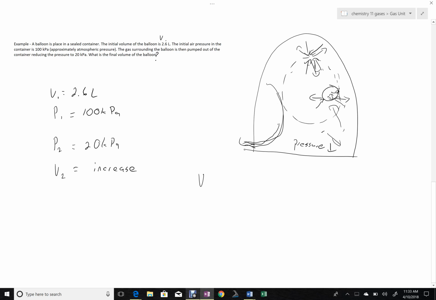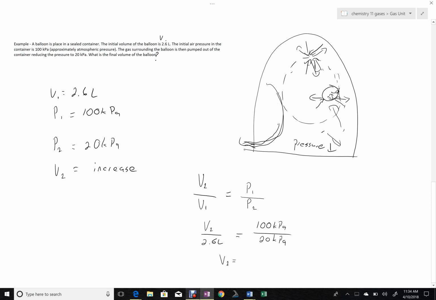I find when I set up these ratios, it makes my life a little easier if I put the unknown thing on the top on the left-hand side, so it's already solved. So V2 over V1, and then because it's an inverse relationship, it's going to be P1. See, it's on the bottom, so it goes to the top. See, it's on the top, it goes to the bottom, P2. And I get this inverse relationship. So V2 over 2.6 liters is equal to P1, 100 kilopascals, over 20 kilopascals.